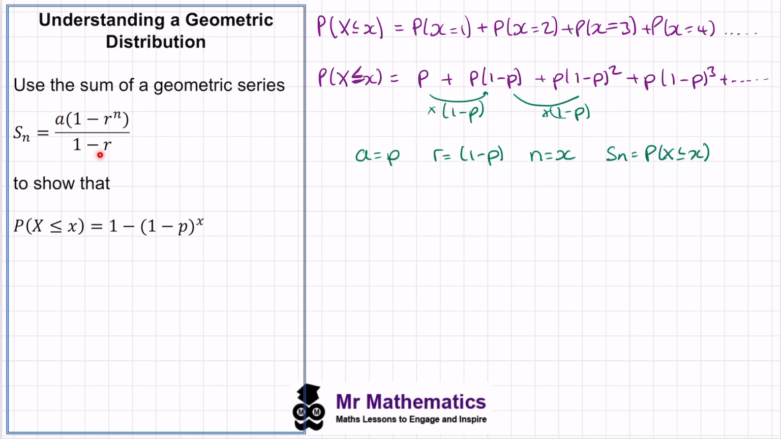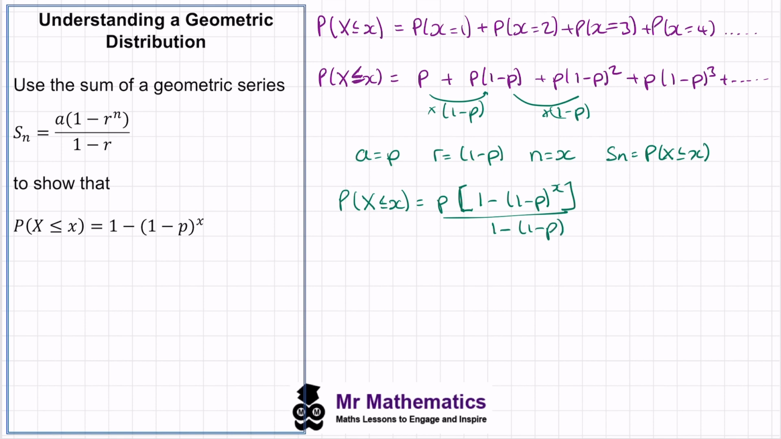And we should be familiar with this formula from year 2 A-level maths. So the probability of our random variable being less than or equal to any observed value will be a, which is p, multiplied by 1 minus r, so 1 minus p, to the power of x, all over 1 minus r, which is 1 minus p.